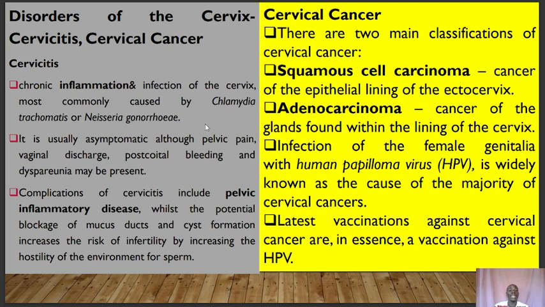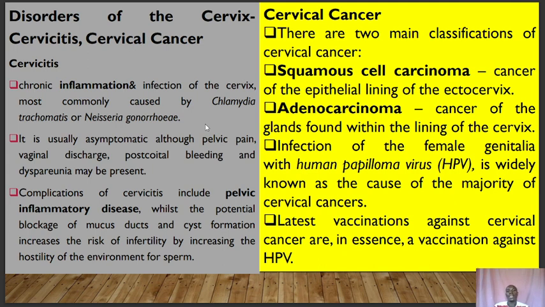It is usually asymptomatic, so the patient will not be showing signs and symptoms, although pelvic pain, vaginal discharge, postcoital bleeding, and dyspareunia may be present. Complications of cervicitis include pelvic inflammatory disease, PID, while the potential blockage of the mucus ducts and cyst formation increases the risk of infertility by increasing the hostility of the environment for the sperm.